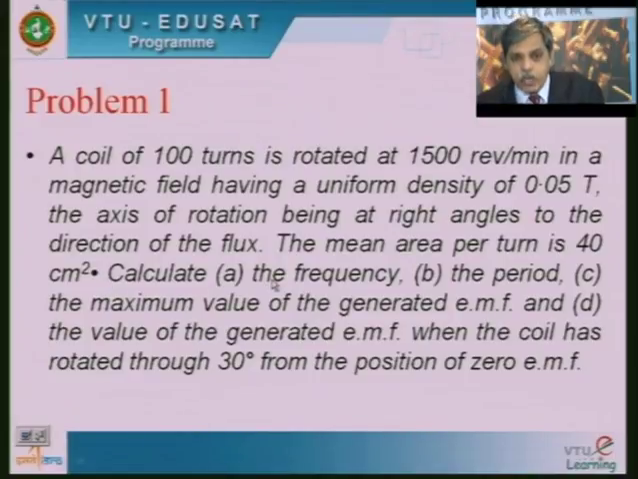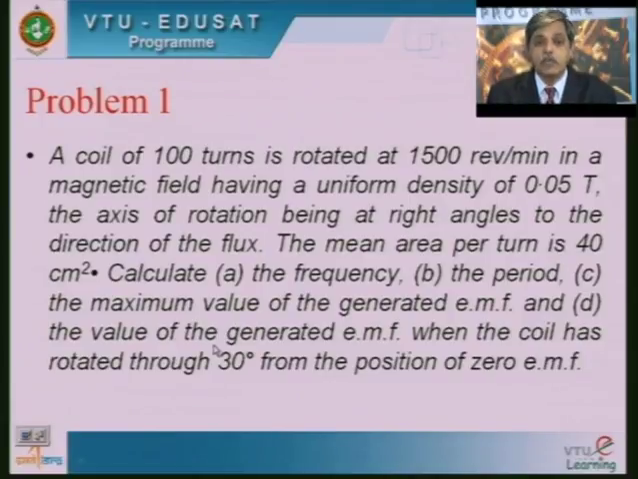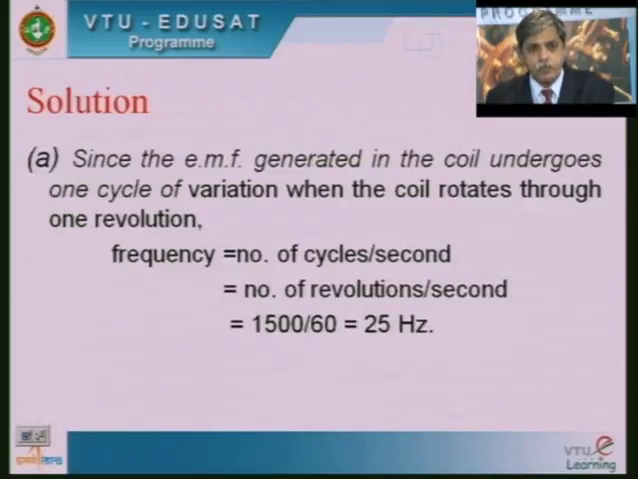Calculate the frequency, the period, that is the time taken to complete one cycle, and the frequency is how many cycles it will do in one revolution, and the maximum value of the generated EMF, and the value of the generated EMF when the coil has rotated through 30 degrees from the position of 0 EMF. So, in this I have to calculate 4 different points. One is the frequency, the other one is the period, the third one is the maximum value of the generated EMF, the fourth one is the instantaneous value.